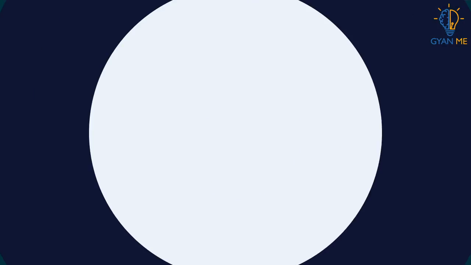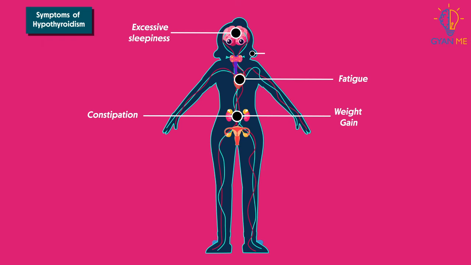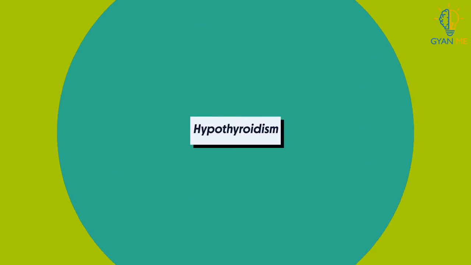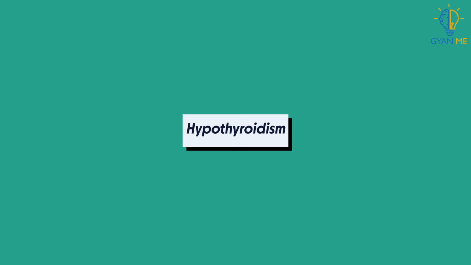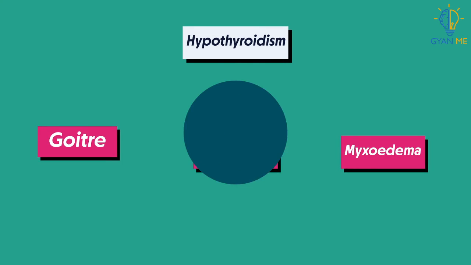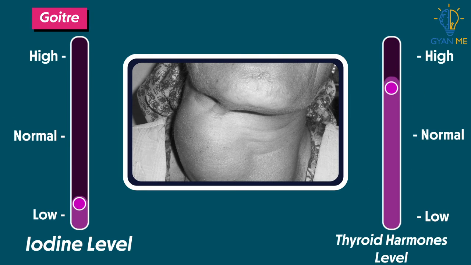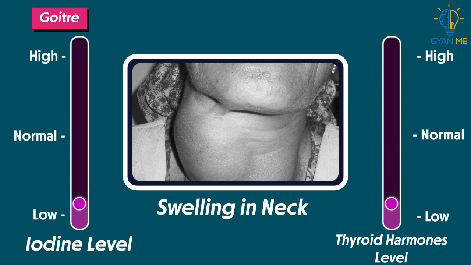The common symptoms of hypothyroidism are weight gain, fatigue, constipation, excessive sleepiness, loss of hair, infertility, and heavy menstruation. Now, diseases associated with hypothyroidism are goiter, cretinism, and myxedema. Goiter is caused due to deficiency of iodine in our body. This leads to low level of thyroid hormones, which in turn causes the enlargement of thyroid gland, which gives rise to swelling in the neck.